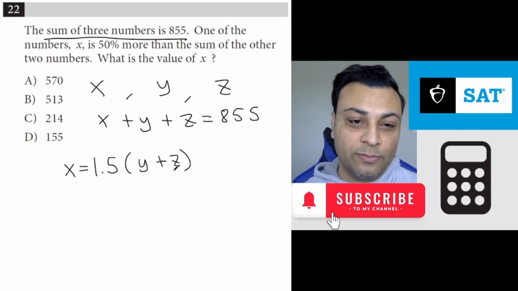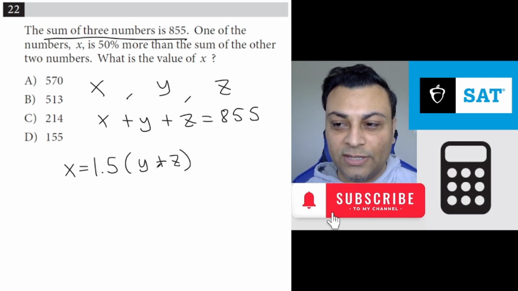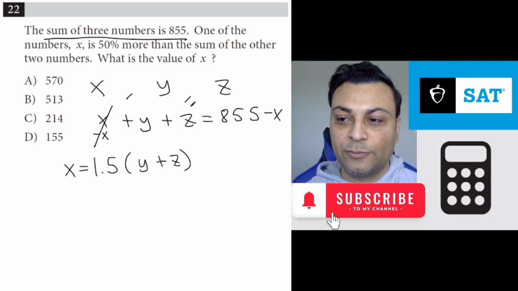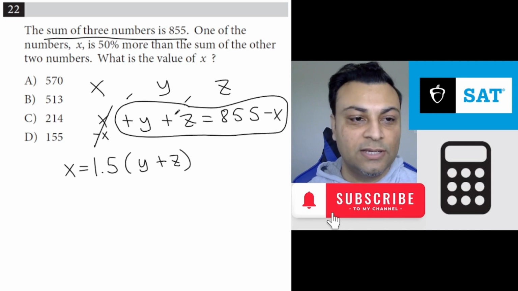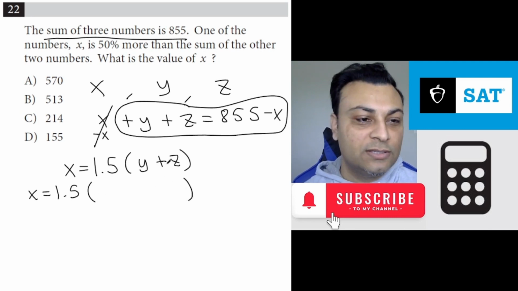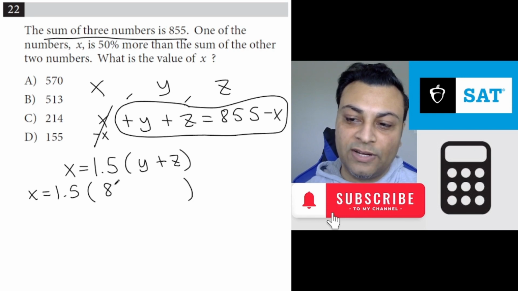Now, there are several ways to approach this, but y plus z is simply 855 minus x. What I could do is subtract x here, subtract x here, and I'll get an expression for y plus z. Y plus z is 855 minus x. So let's go ahead and work with that. X is equal to 1.5 times, and this y plus z stuff can be replaced with 855 minus x. So now we have this one equation with one variable, one unknown, which is x.